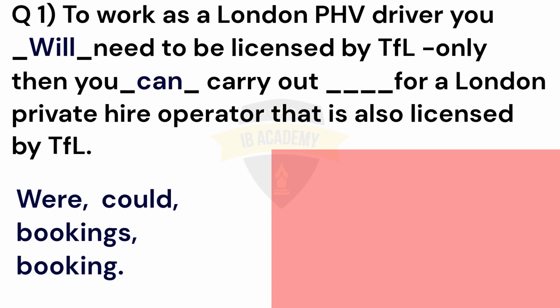The next blank is showing your ability to do something. So for ability we use can or could. Here this talk is not about the past. So from can and could, you choose can because this task is not about the past.